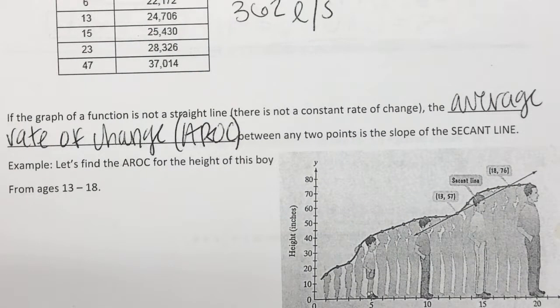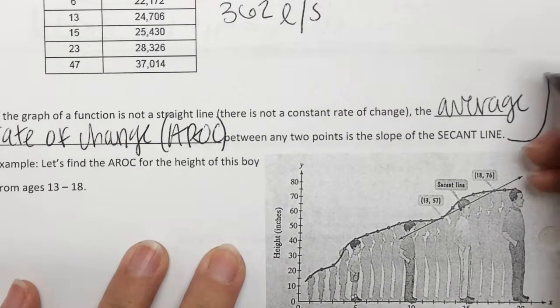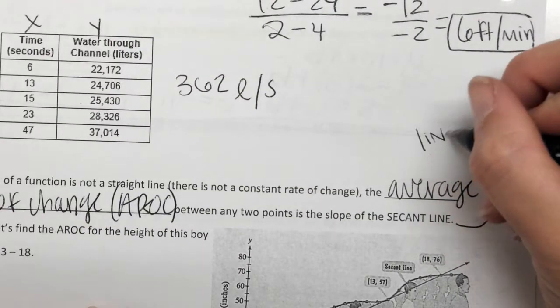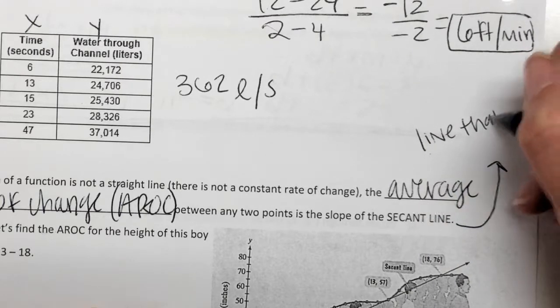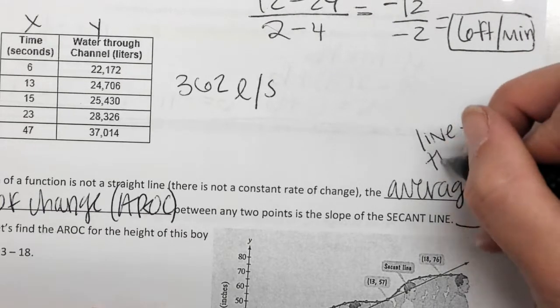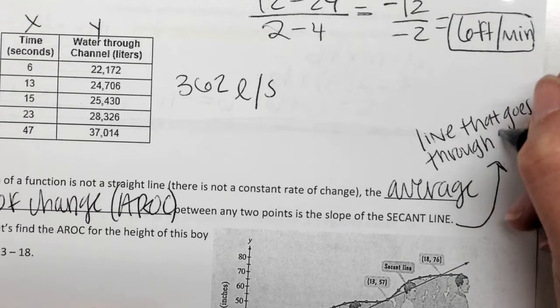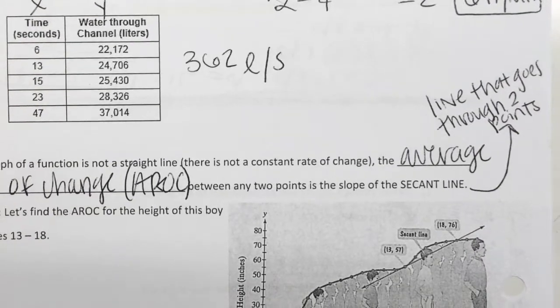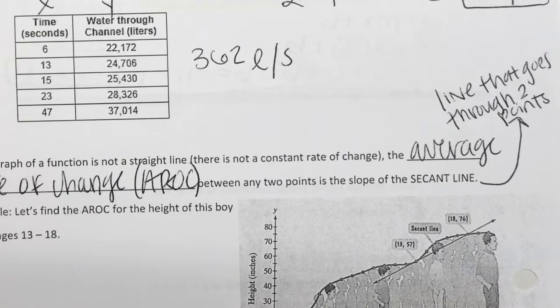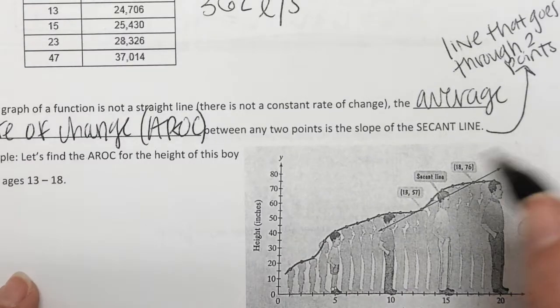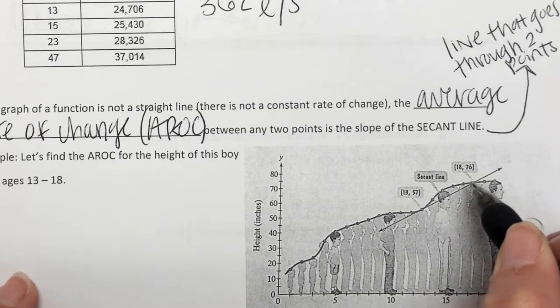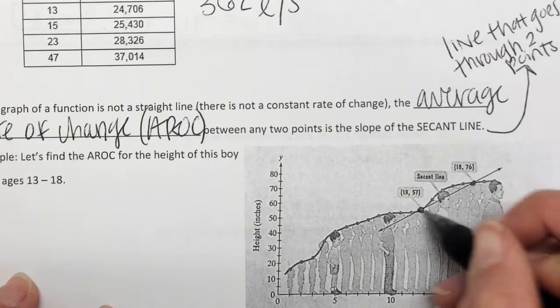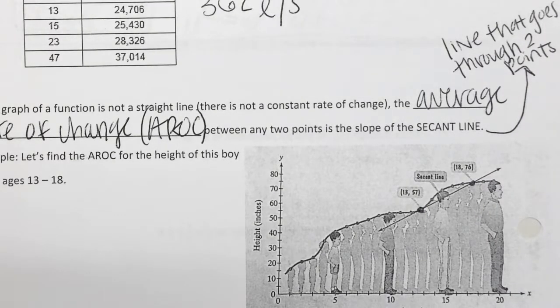A straight line that goes through how many points? 2. Let me write that out here. A secant line is a line that goes through 2 points. So if you did not know that: a line that goes through 2 points on a graph. You can see here that the secant line is going through 2 points, this point and this point. We're going to find the average rate of change between those 2 points.